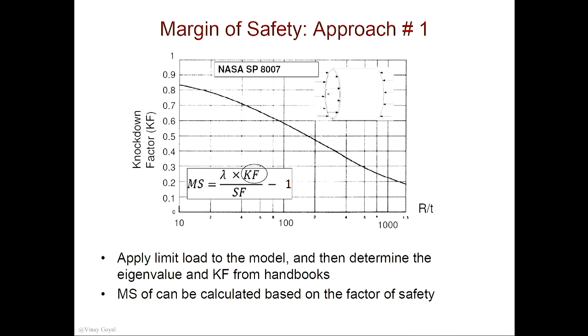So a radius of 100, thickness 0.1 inch, about 1,000. NASA SP-8007 is telling us we need to correct the analysis and multiply the eigenvalue I get from Abaqus, the buckling load, by a correction factor of 0.2. Then I divide that by the factor of safety, minus 1. We'll do an example so you can see how to apply this, and that will be my margin of safety for design.